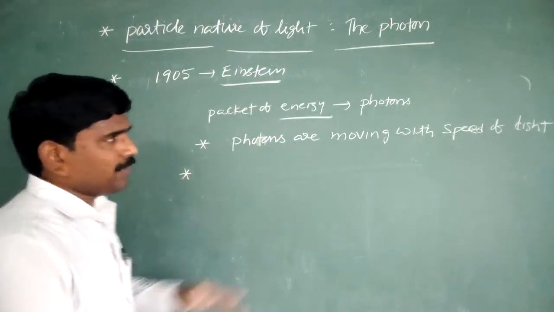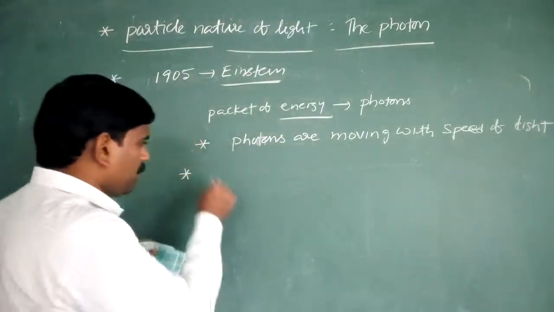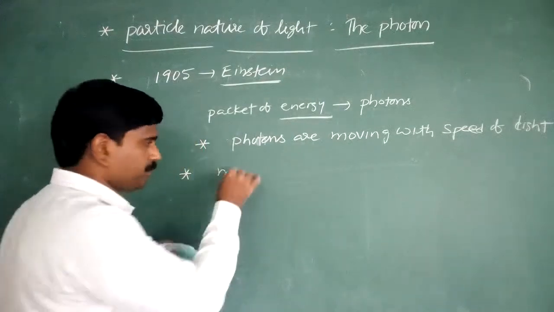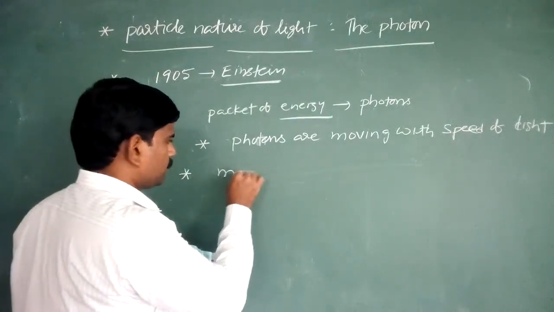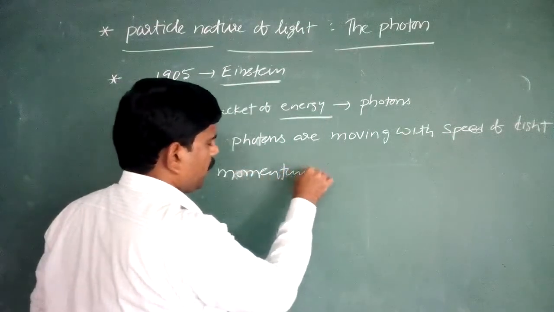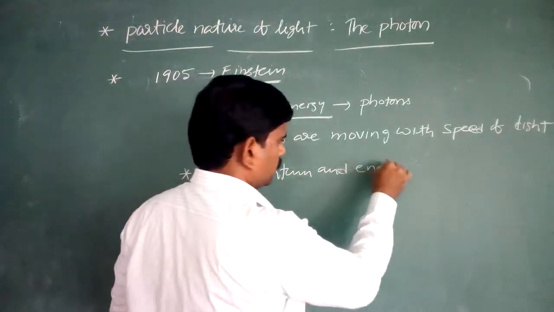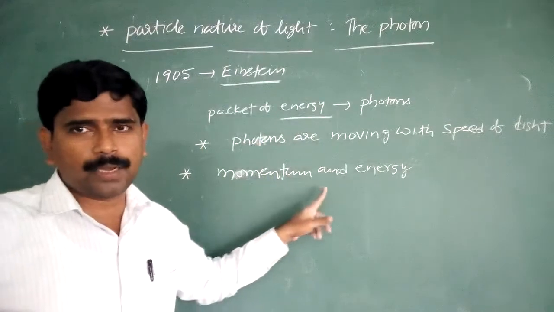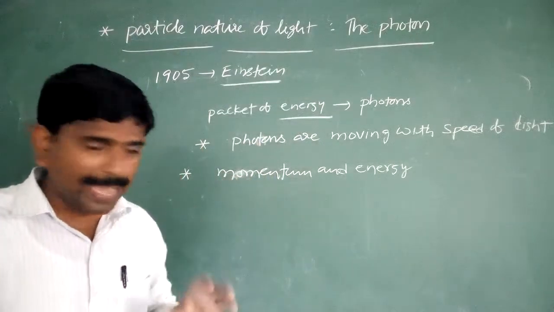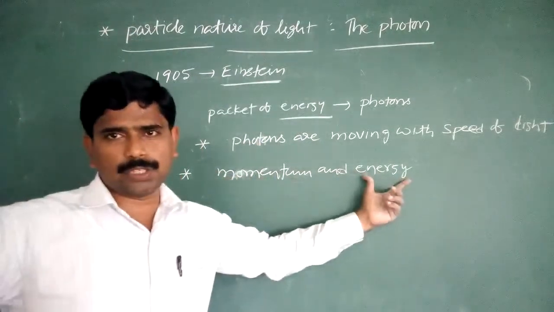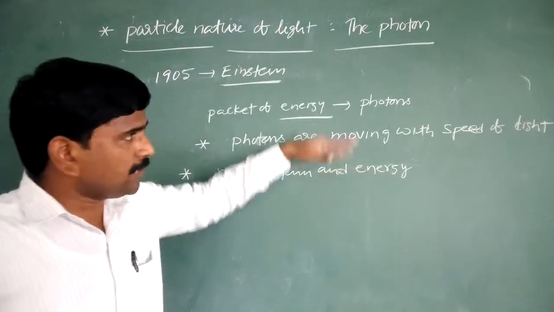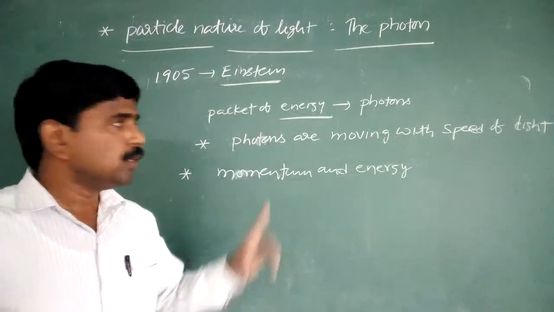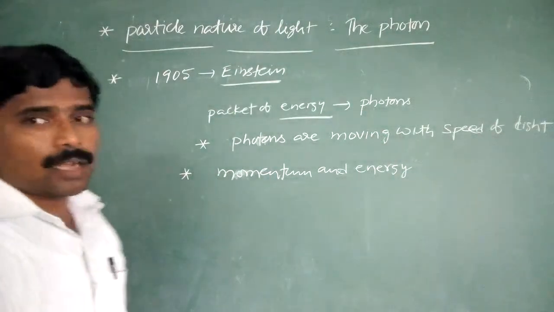So observe here, when those photons are moving with certain velocity, they have momentum. They have momentum and energy. So photons have some momentum and energy, and they are moving with the speed of light. Okay. So here from that one, what is the conclusion?